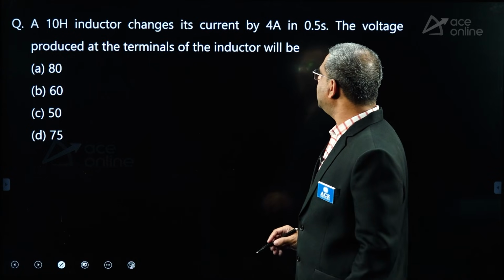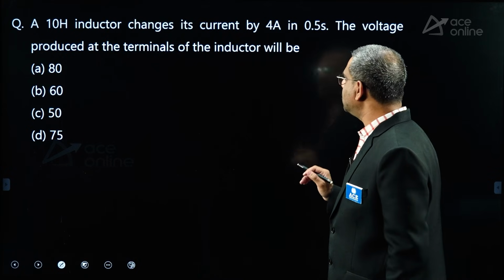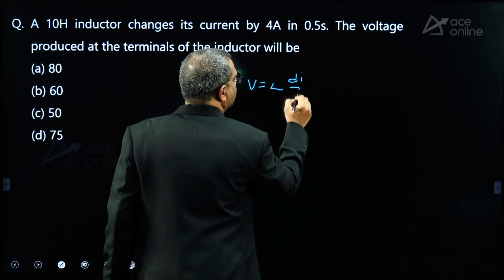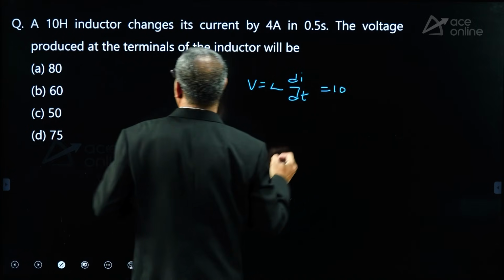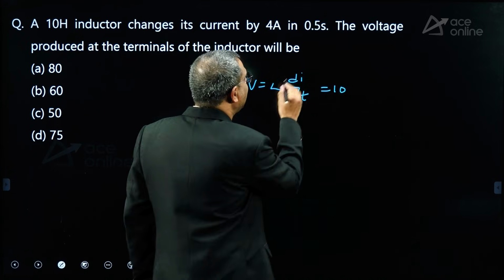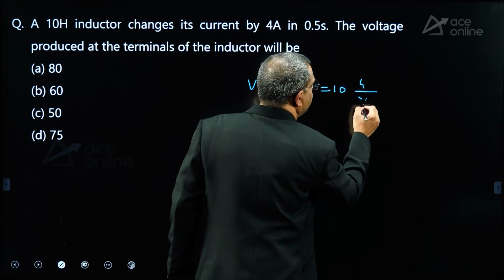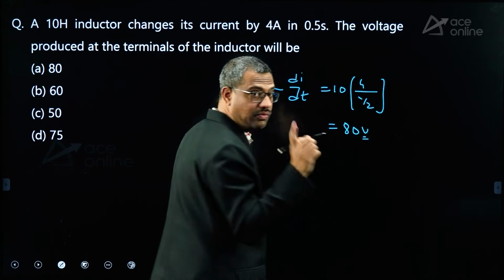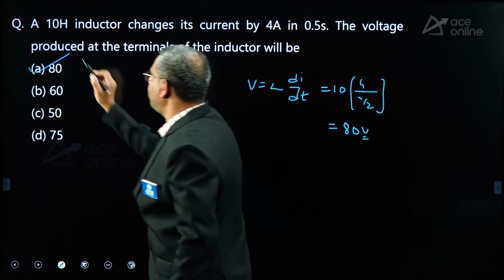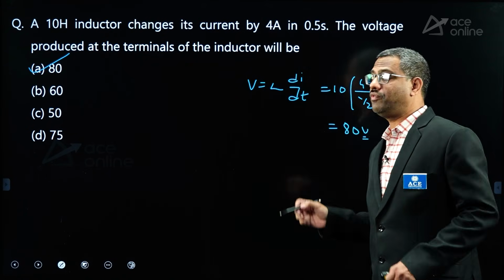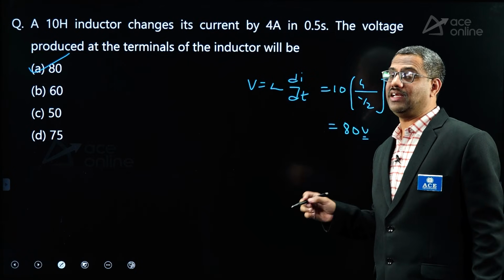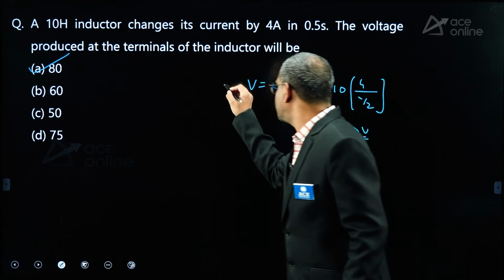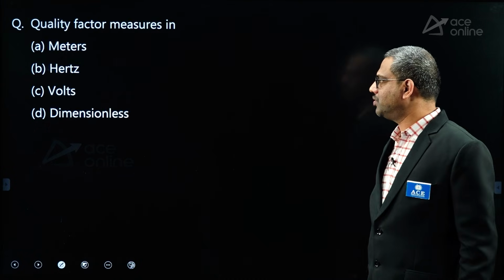A 10 Henry inductor changes current by 4 amperes in 0.5 seconds, find the voltage induced. Now we know V is L di by dt. L is how much? 10 Henry. Then change in current is how much? 4. In how much time? Half a second. So simple, 8 tens are 80 volts. So the voltage induced is 80 volts from Faraday's law. Of course, applied voltage V is L di by dt; induced is E, but magnitude wise same. The answer is 80 volts.